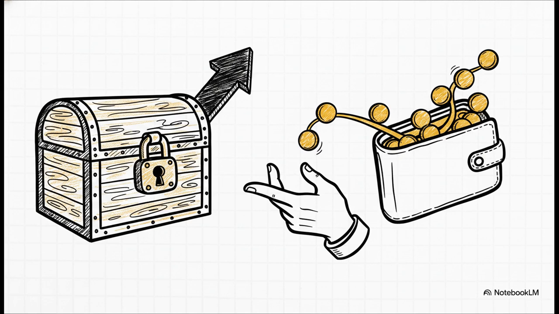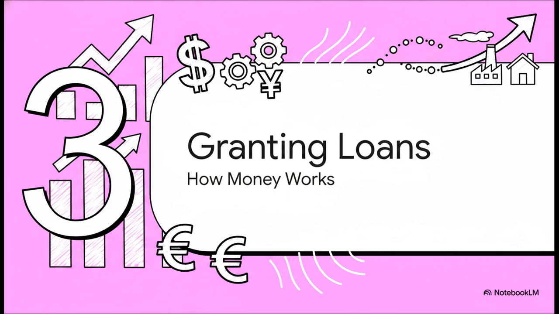Fixed and recurring accounts, they reward you with a higher interest rate, just for leaving your money alone for a set period. Saving and current accounts, on the flip side, are all about easy, everyday access. Current accounts, which are mostly for businesses, don't even have restrictions on deposits and withdrawals, which keeps commerce flowing without any friction at all. Moving on to Section 3, granting loans.